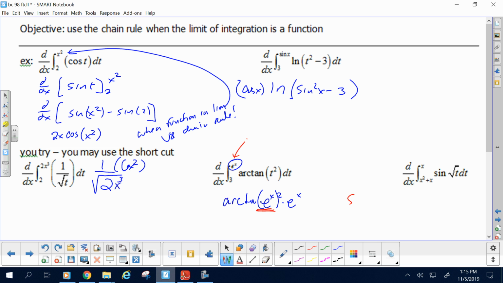Sine of square root x minus 2x plus 1 sine of x squared plus x. Cool. All right, that's pretty gross.